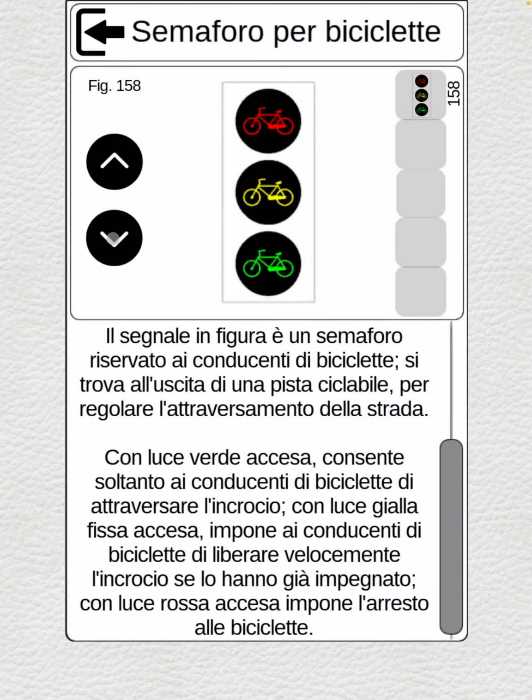Semaforo per bicicletta, just the way the other attraversamento works, it is the same. Red is for you to stop. Yellow is for if you are already at the center: try and go fast and leave the track. If it shows green, it means you have to cross.